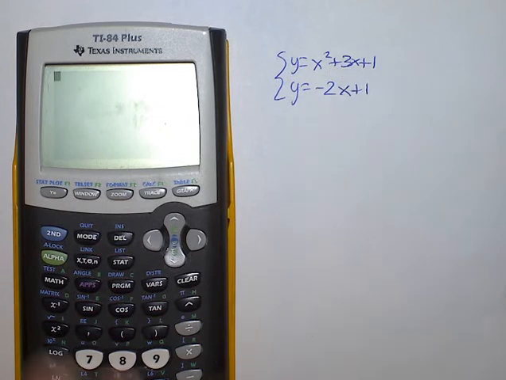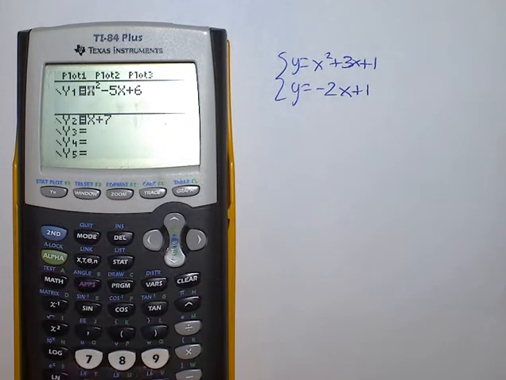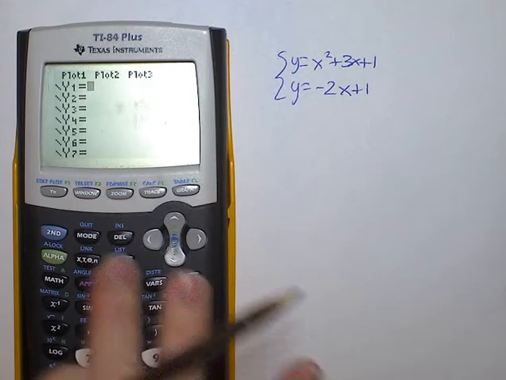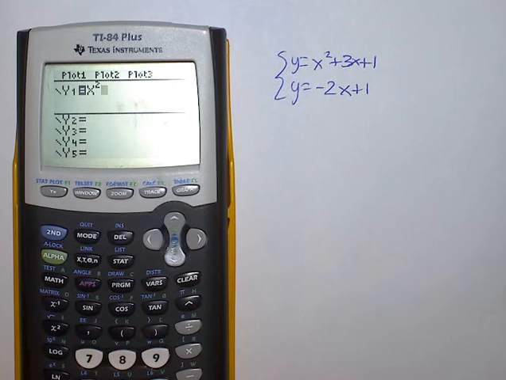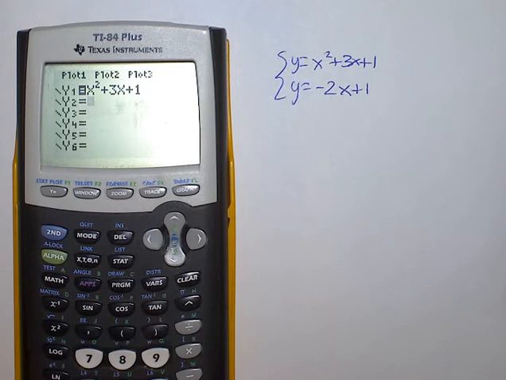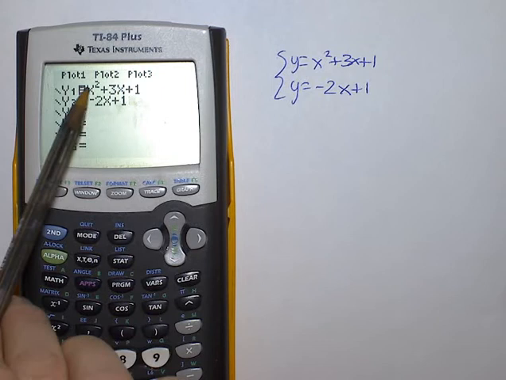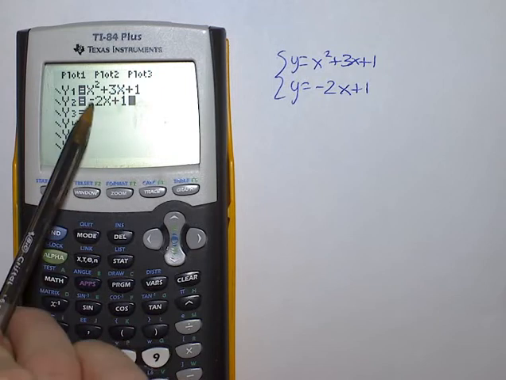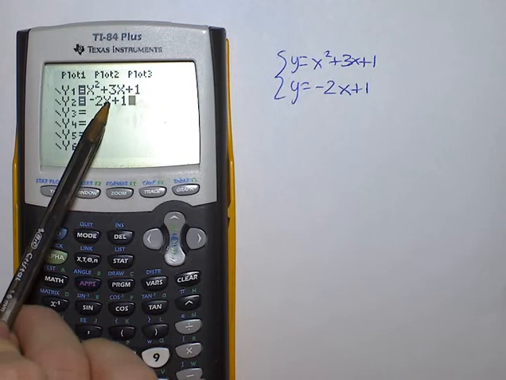So hit y equals, and I forgot to clear the last problem, so let me do that. Y equals, and we're going to type in x squared plus 3x plus 1. Then I'll go to the next equation and do negative, not subtract, negative 2x plus 1. So I have a quadratic equation that's opening up, and I have a linear, which is a straight line that has a negative slope.